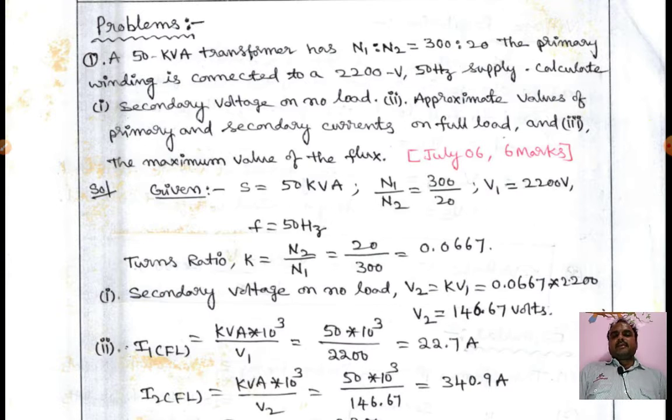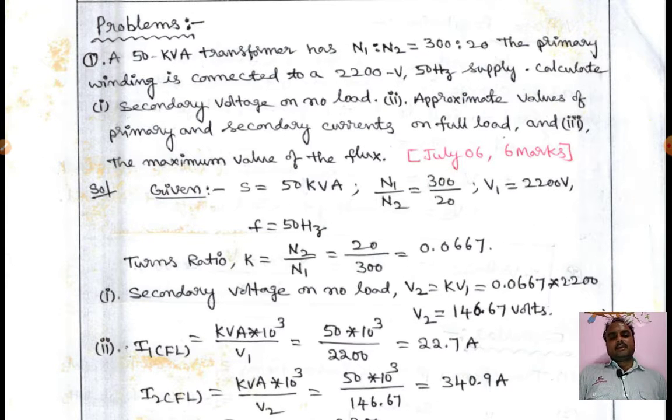The primary winding is connected to a 2200 volts, 50 hertz supply. Calculate, first one, secondary voltage on no load. Second one, approximate value of primary and secondary currents on full load. And third one is the maximum value of the flux, right? So V2 you have to find out, I1, I2 values you have to find out. Next one, phi m value you have to find out.